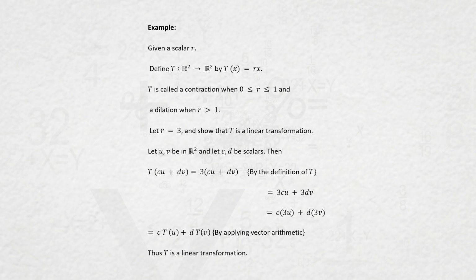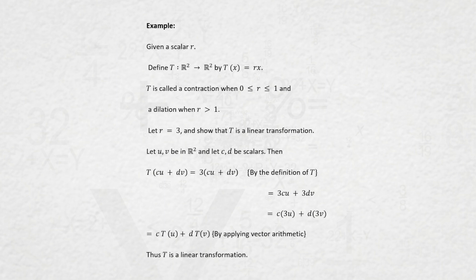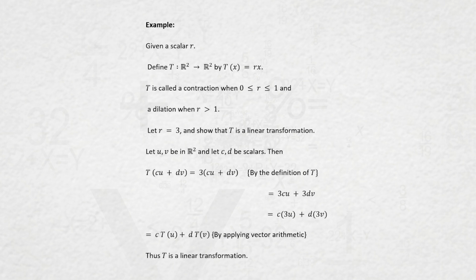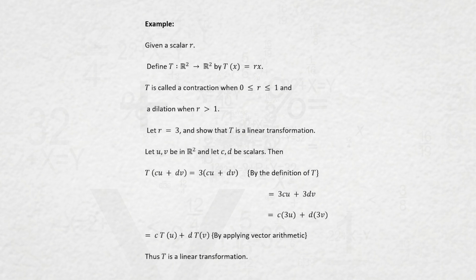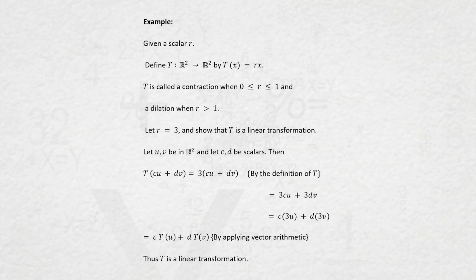Then consider T of cu plus dv. You can write that as 3 multiplied by cu plus dv according to the transformation that we have defined, and we have taken r to be equal to 3. That will give us 3 multiplied by cu plus 3 multiplied by dv. That is nothing but c multiplied by 3u plus d multiplied by 3v, that is equal to c multiplied by T of u plus d multiplied by T of v by applying vector arithmetic. Therefore, T is a linear transformation.